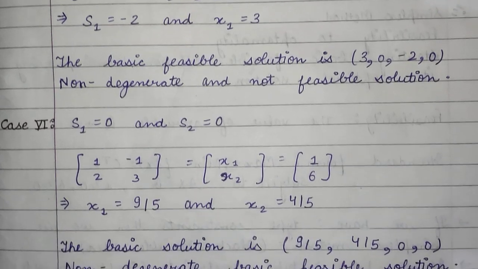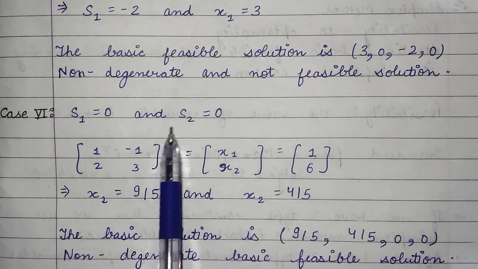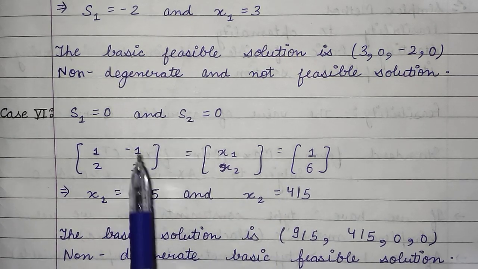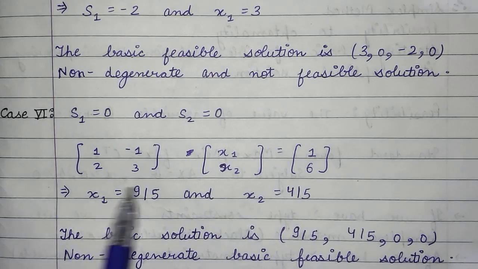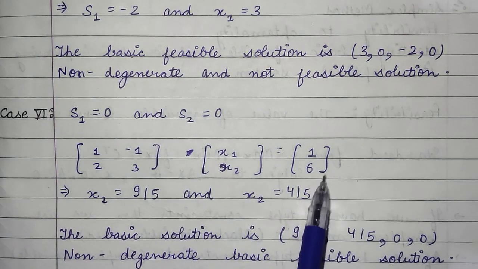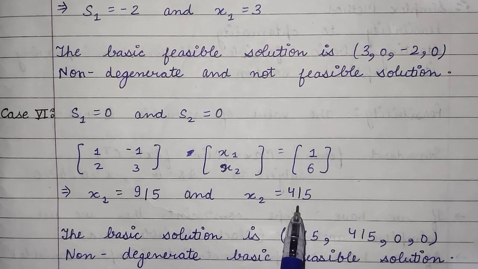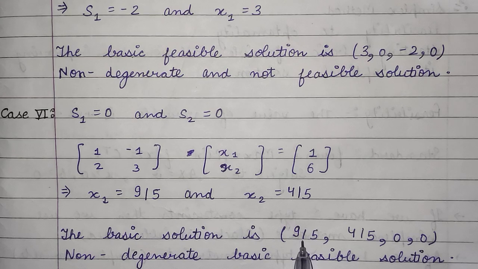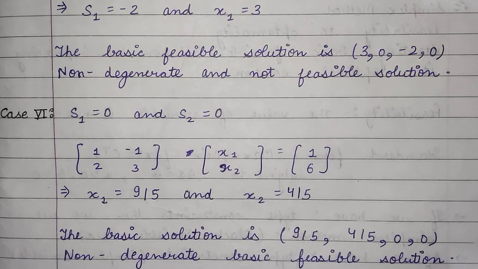So next is case 6. In case 6 we take s1 equals 0 and s2 equals 0. For this case our matrix is [1 2; -1 3] with variables x1, x2 and right-hand side 1 and 6. So for this case x1 equals 9/5 and x2 equals 4/5. So the basic solution is (9/5, 4/5, 0, 0). Again in this case our solution is a non-degenerate basic feasible solution.